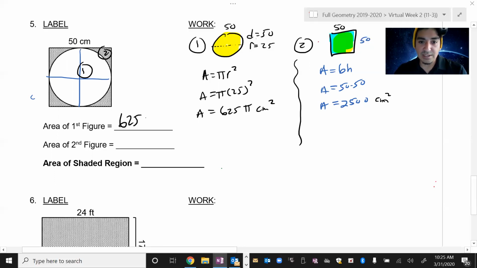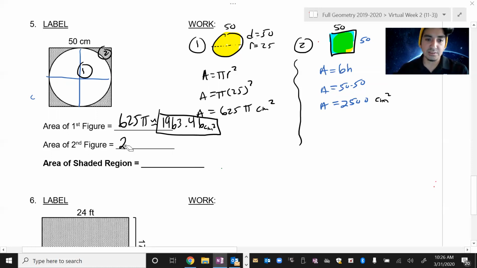So this would be 625 pi, and if I need to round it to the nearest hundredth, I'm going to use my pi symbol in my calculator, and so I have 1963.4, and then rounded to the nearest hundredth, which would be 0.46. Okay. So then I have centimeters squared. Now in this one, my original other region is going to be 2,500. Let me use a different color. So 2,500 centimeters squared.